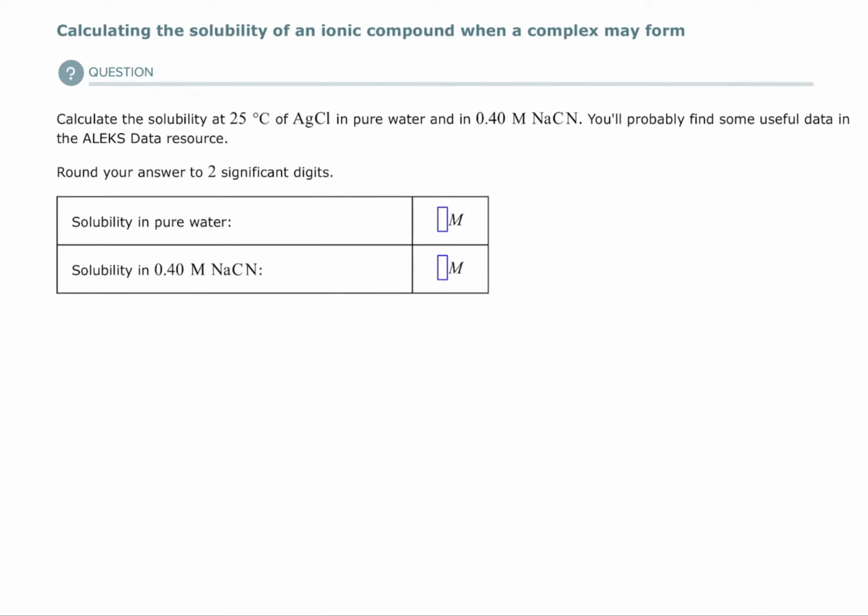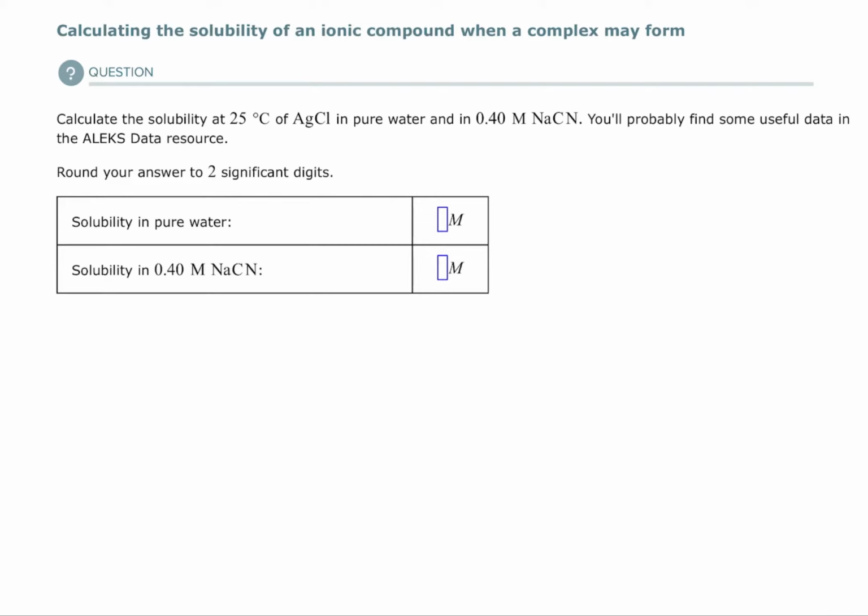Welcome back. This is an Aleks homework video on calculating the solubility of an ionic compound when a complex may form. If you have an ionic salt like sodium chloride, it's going to be very soluble. But there are other things that are not soluble. They would have a very, very low solubility, so it would just float on top of the water if you were to try to dissolve it. And even if you have something that dissolves a tiny bit, you could determine how much it dissolves.